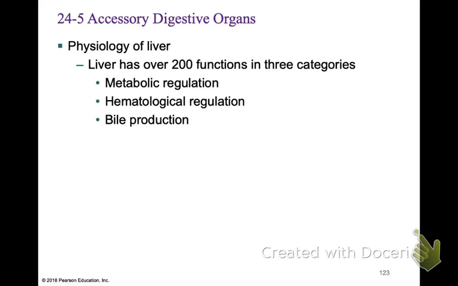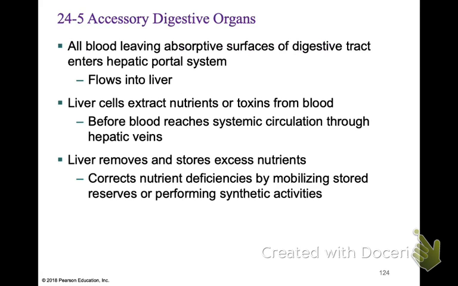All right, so the liver has lots of functions: metabolic functions, hematological regulation, and bile production. So we're going to take all the blood from the gut and also from the spleen, just because it's there. All that blood is going to flow through the hepatic portal system into the liver. Remember that blood is not well oxygenated, but it is nutrient rich if you have food in your gut and you're actively absorbing nutrients. So the liver cells are going to extract that nutrient.